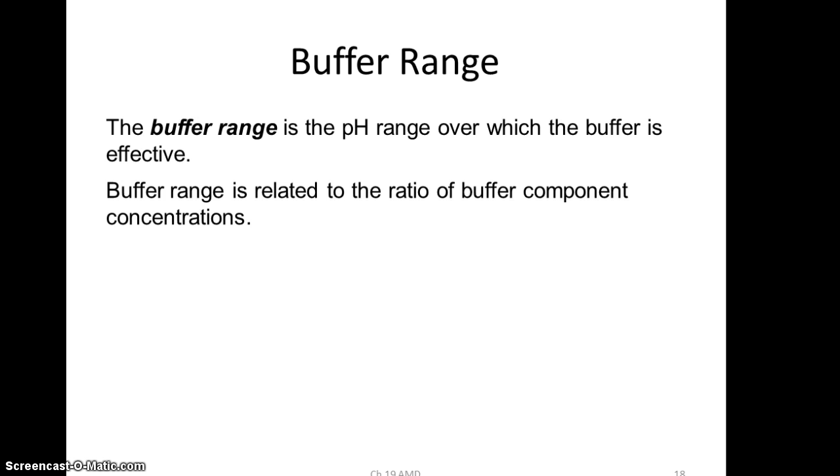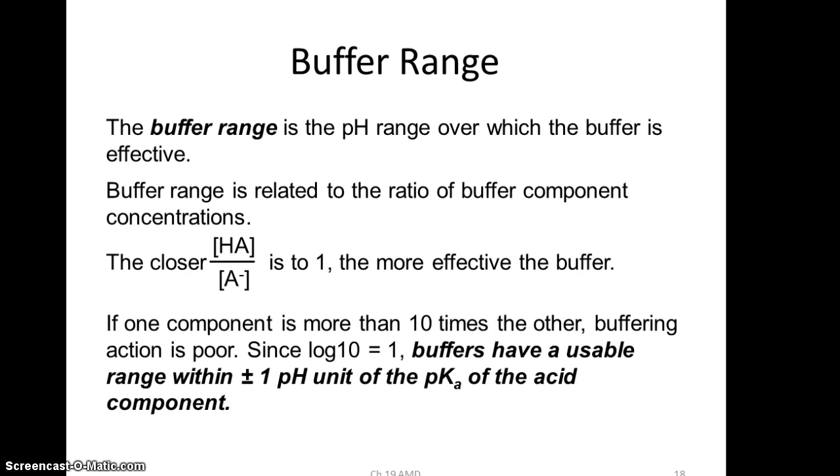So we also have buffer range. Buffers only work within a certain range of pH, because if we add too much acid or too much base, it's going to change. But also, if we have a different ratio for those buffer components, it's not going to be very effective. If we have one component that's more than 10 times the other, it's going to be a really bad buffer. So usually buffers have a range of plus or minus 1 pH unit of the pKa of the acid component.